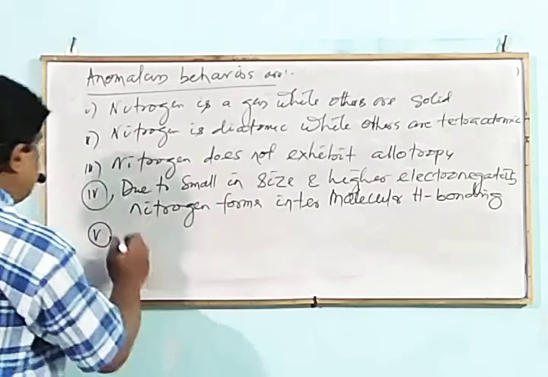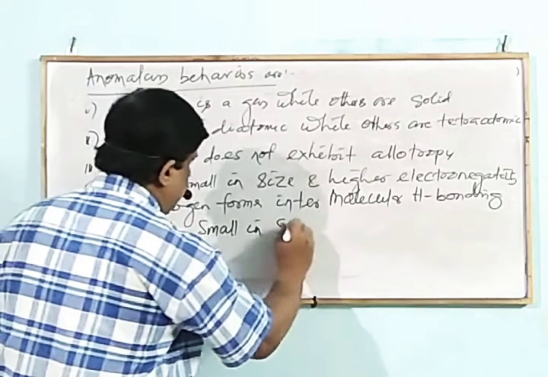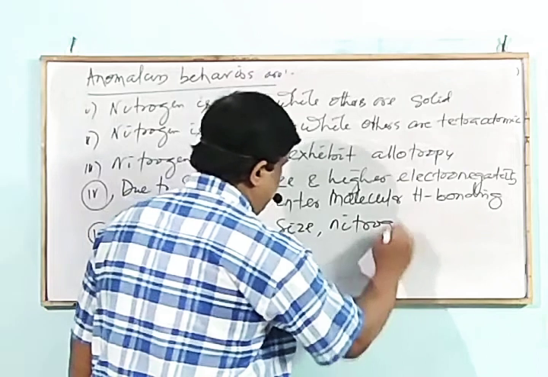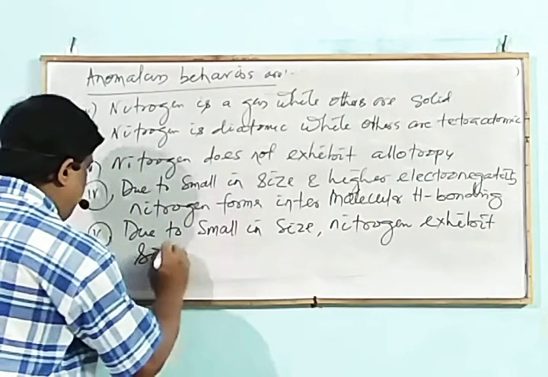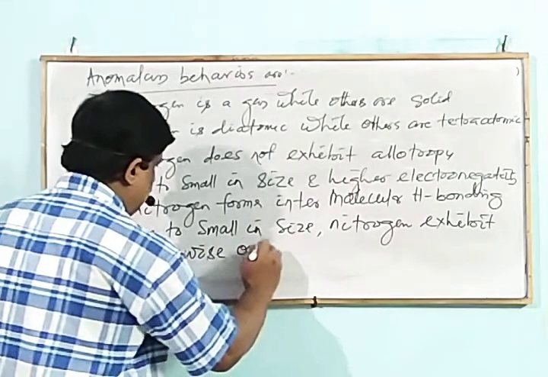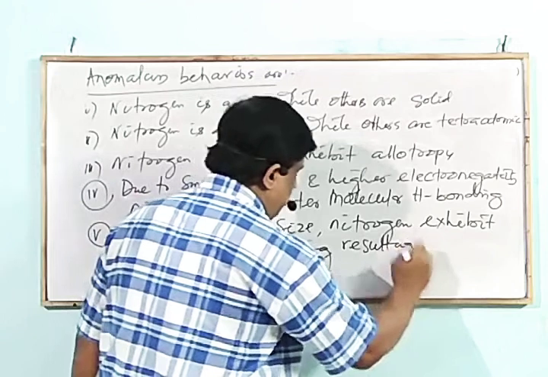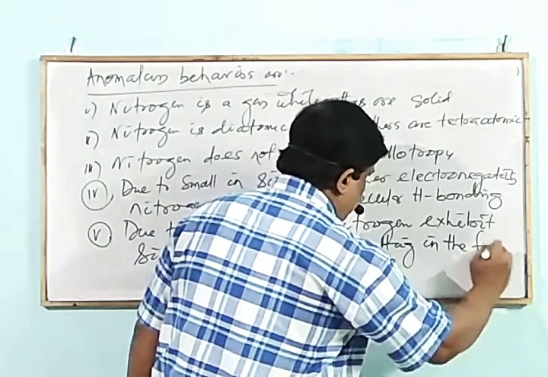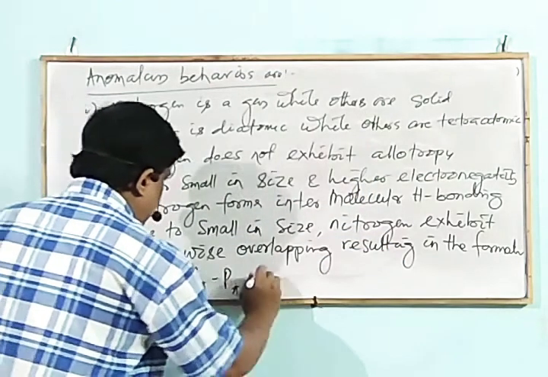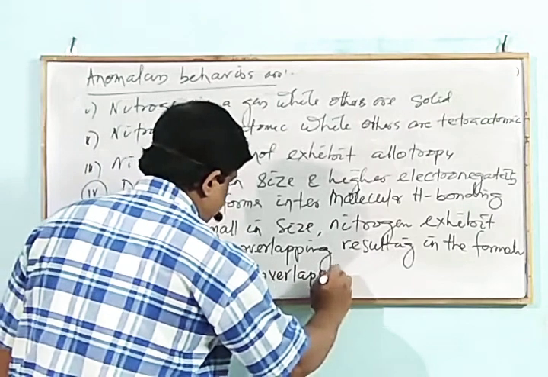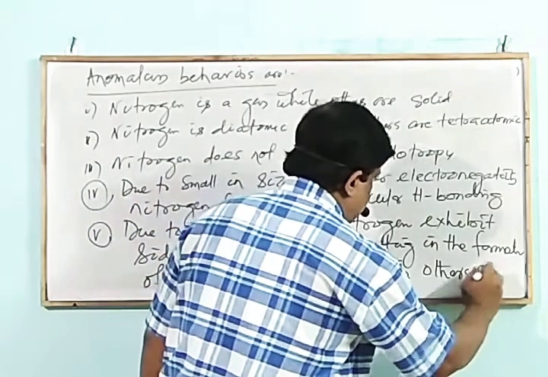Next, due to small size, nitrogen exhibits sidewise overlapping, resulting in the formation of p-pi overlapping, while others do not.